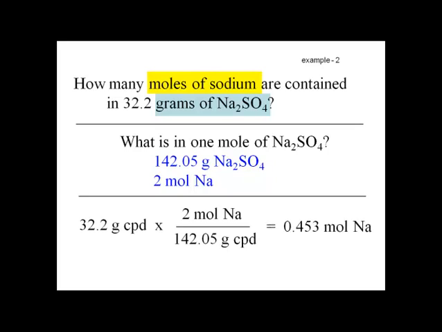To solve the problem, we start with the 32.2 grams of compound given and construct a conversion factor with grams of compound on the bottom and moles of sodium on the top. Calculation gives 0.453 moles of sodium.